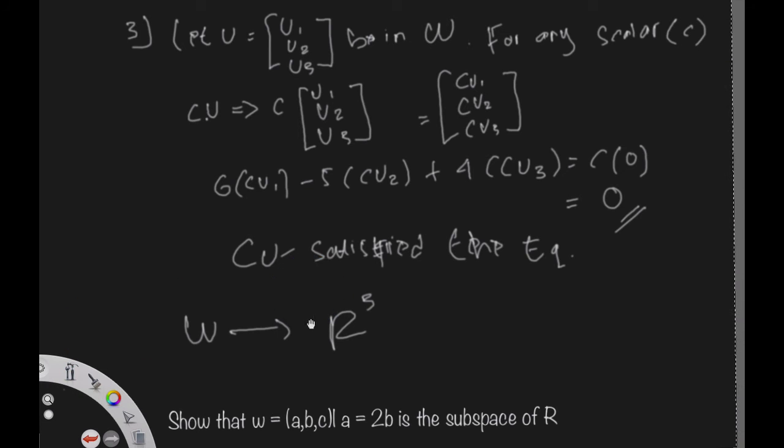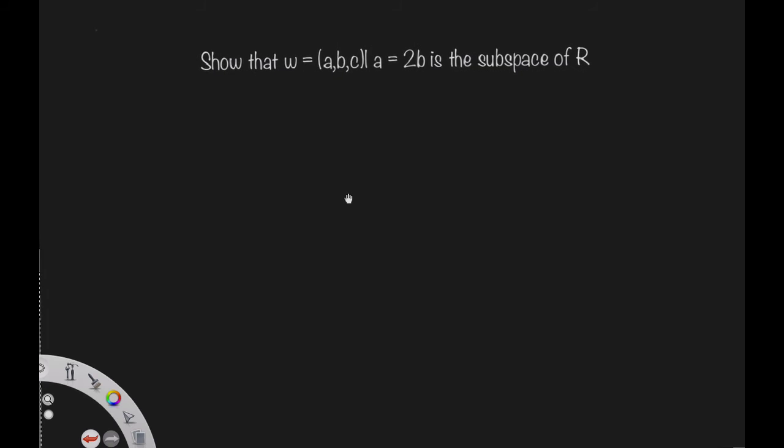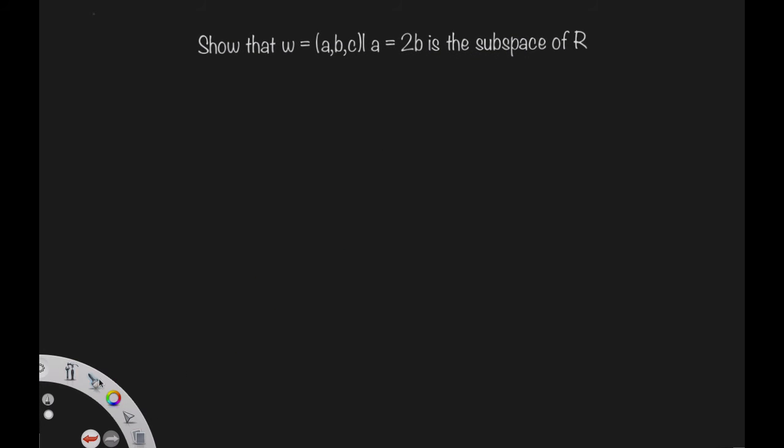Okay, the next exercise is almost the same, but it is only to help you understand this topic more. We have that show that W equal to ABC, which the condition is like this one: A equal to 2B, is the subspace of R3, where these are real numbers. So it is a subspace of R3. We're gonna prove this.